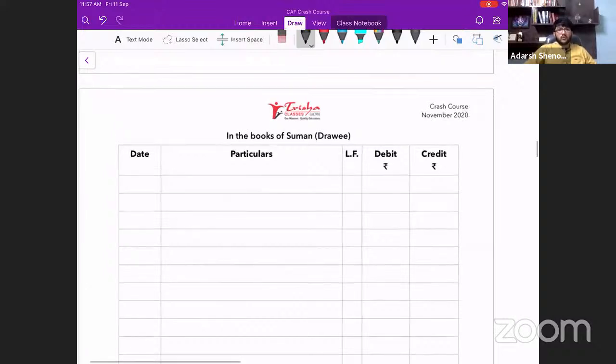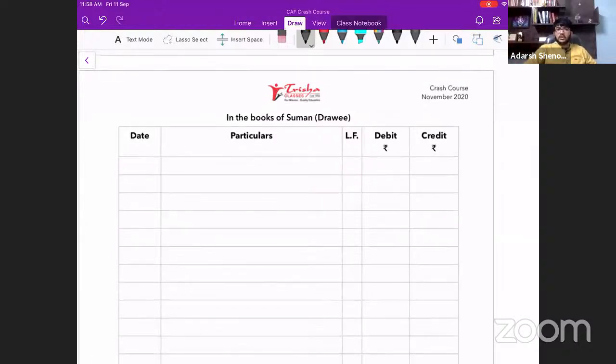The answer is no. Why, sir? Why no entry? Because how is it impacting me as a drawee? I have accepted an obligation. There is a written document. In that bill of exchange, it is written that I have to pay Mr. Raj or his order or the bearer of the bill, whatever is written over there. It is written clearly that I have to pay that person. Is it going to change my position over here?